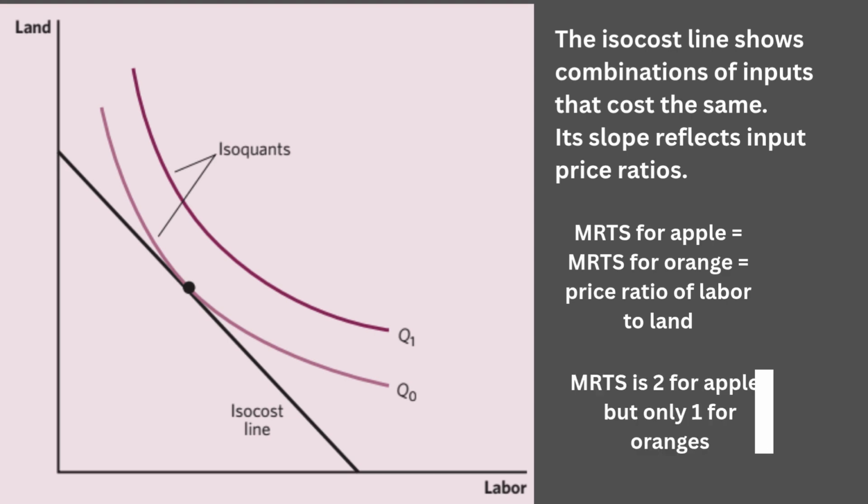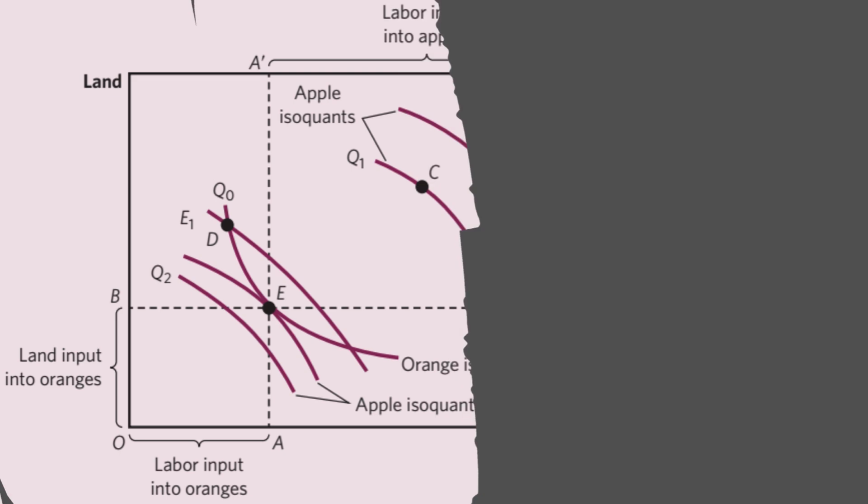Let's say the MRTS is 2 for apples but only 1 for oranges. This means labor is relatively more productive in apple production than in orange production. So, we could shift labor from oranges to apples and increase apple output without losing orange output. That's inefficient resource allocation. To visualize production efficiency, we use the Edgeworth-Bowley box.